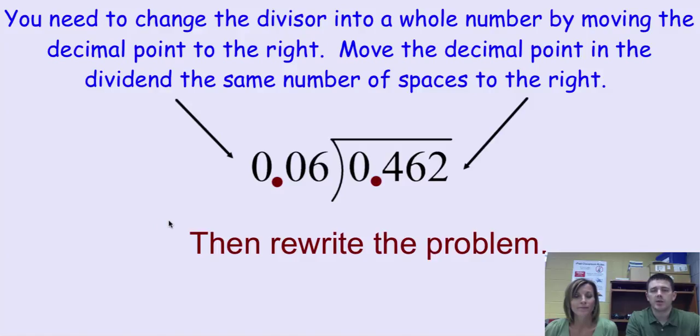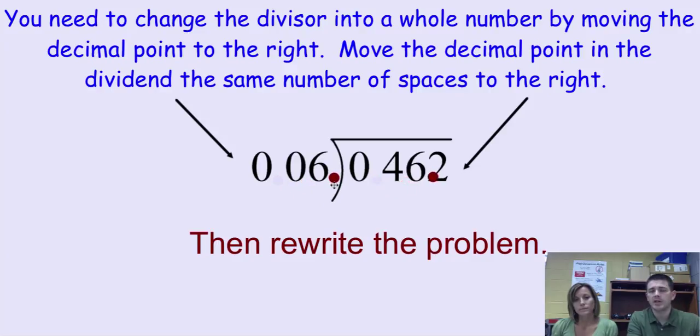Here is what we're talking about today. Your divisor, the number out front today, is going to be a decimal instead of a whole number. So what we need to do is change this into a whole number to make our life easier. Instead of trying to figure out how many times does 6/100ths go into a number, we want to figure out how many times does 6 go into a number.